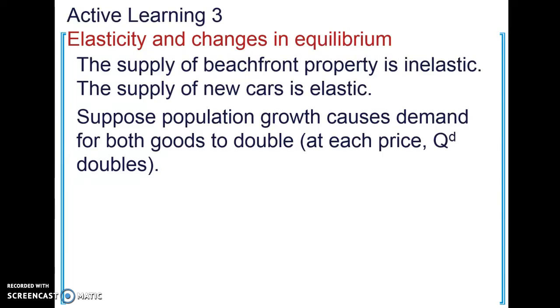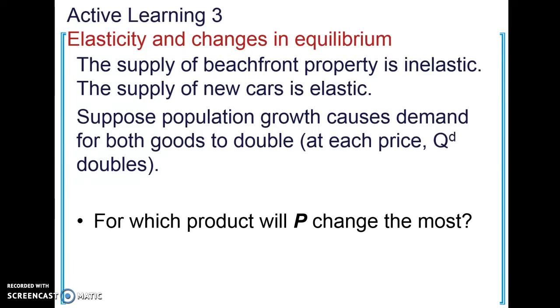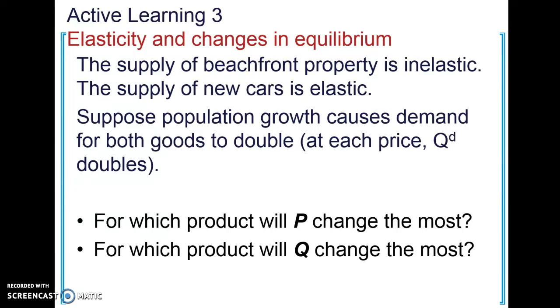Okay, consider this active learning. Elasticity and changes in equilibrium, where the supply of beachfront property is inelastic and the supply of new cars is elastic. Suppose that population growth causes demand for both goods to double. For which product will the price change the most? And for which product will quantity change the most?